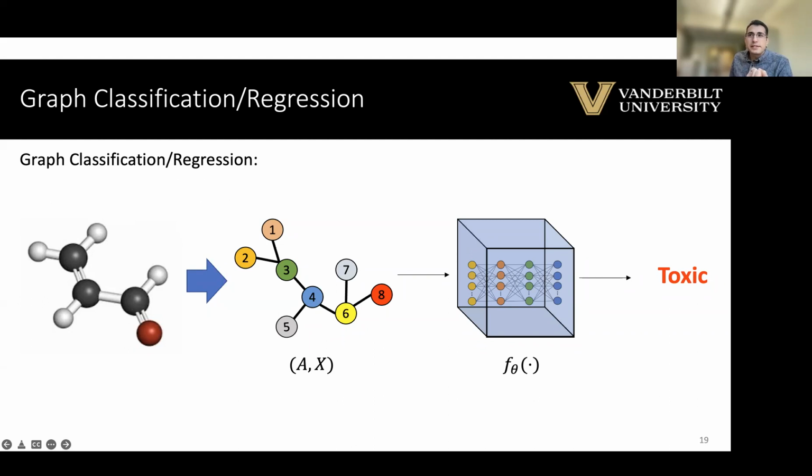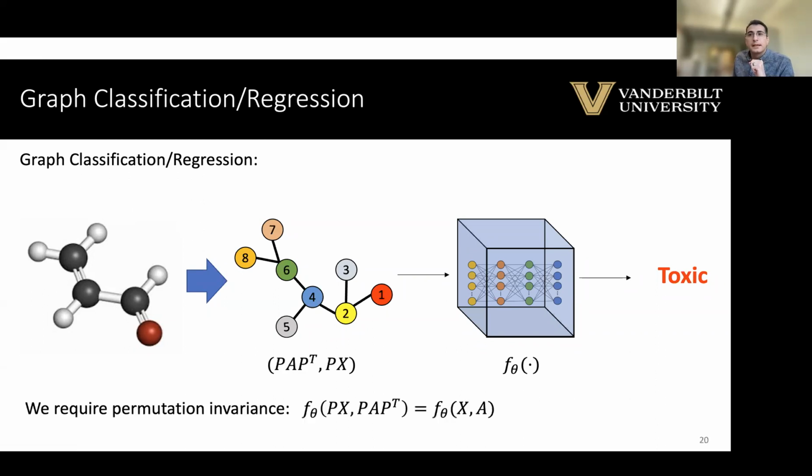Right. So we immediately see that this model must be permutation invariant. Why? Because as we said, there are n factorial ways that we can define the same graph just by arbitrarily indexing it differently. And we would like all of those to lead to the same answer. So here, the important point is permutation invariance for graph classification and regression.